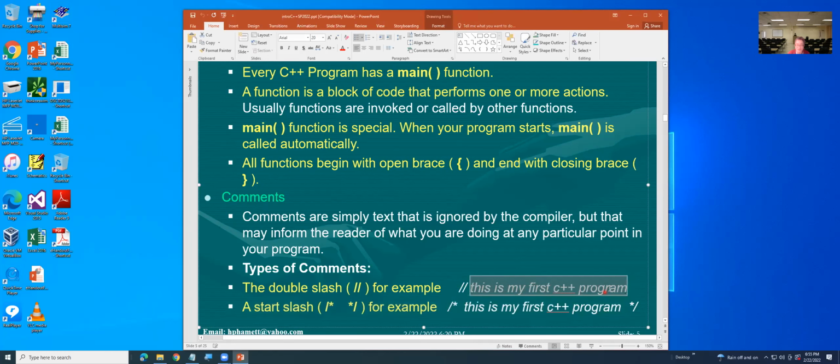The second way is using slash star, and it has to end with star slash. For example, you see slash star right here: this is my first C++ program, and you have to end with star slash. Okay, now, which one? These are two different types. What is the difference?